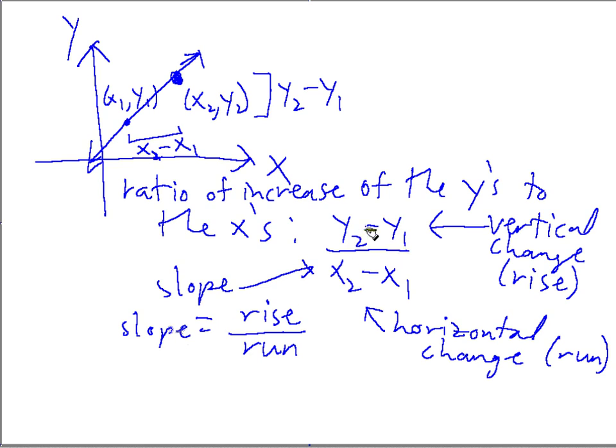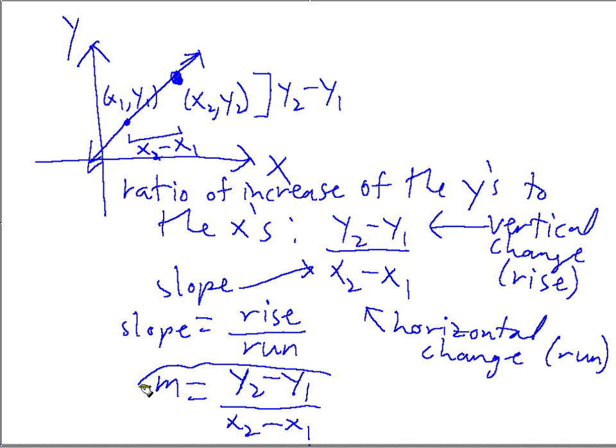Now, the formula is what? Y2 minus y1 on top, x2 minus x1 on the bottom. So think of slope as a fraction because it's a ratio of the increase of the y's to the x's. So slope is rise over run. The letter we use for slope happens to be m. So m is equal to y2 minus y1 over x2 minus x1. This is the slope formula we'll use to calculate the slope of the line going through 2 points.